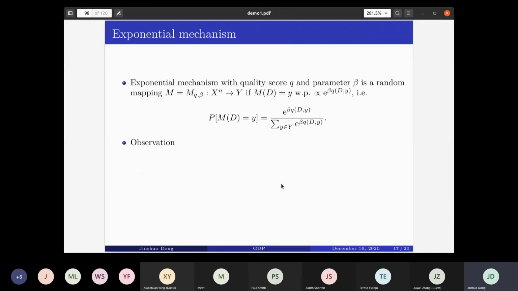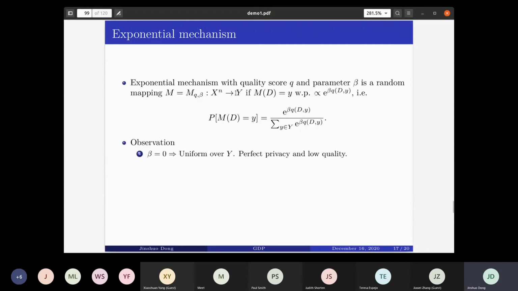So the exponential mechanism with the quality score and parameter beta is sort of a random mapping. So let's try to read this definition. Now I'll give examples later. So the output of dataset D is y with probability proportional to e to the beta times the quality score. Okay, so if the quality score is large, then the probability is proportionally large. So the observation is, if we set beta to be 0, then this proportion is always 1. So everything is output with uniform probability. Okay. No matter what D is.